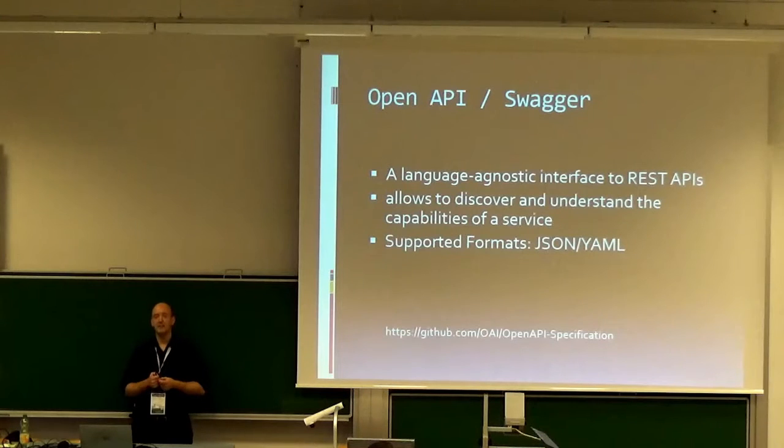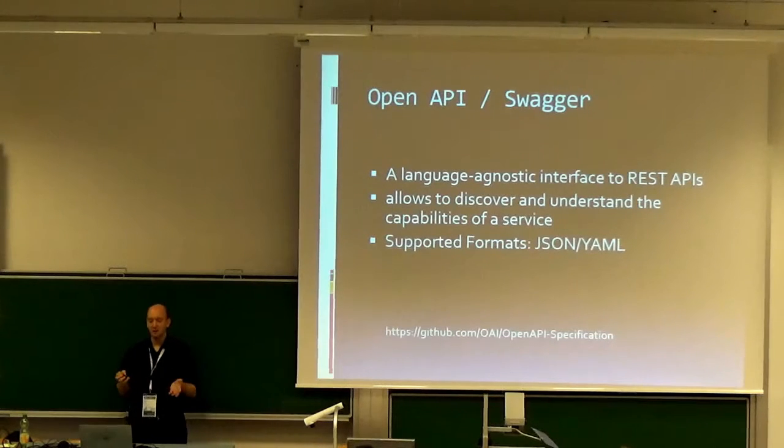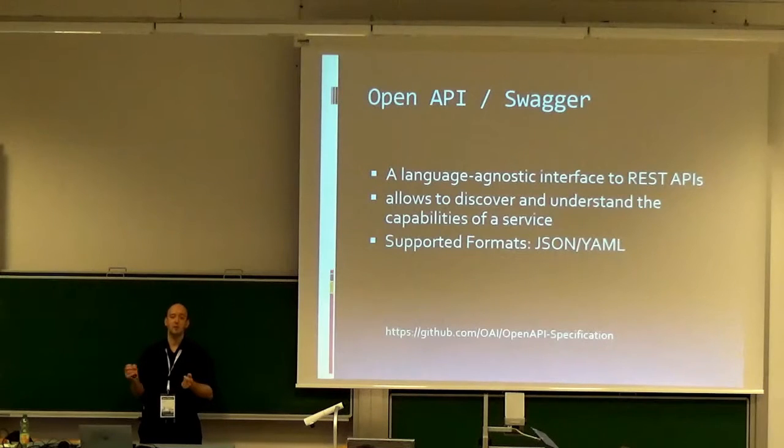OpenAPI Swagger is a specification, a language-agnostic interface to a REST application. So it's language independent, and this is its main strength. You can generate client code or server code for a huge range of languages. Basically, it allows you to discover and understand the operations and models of the service.